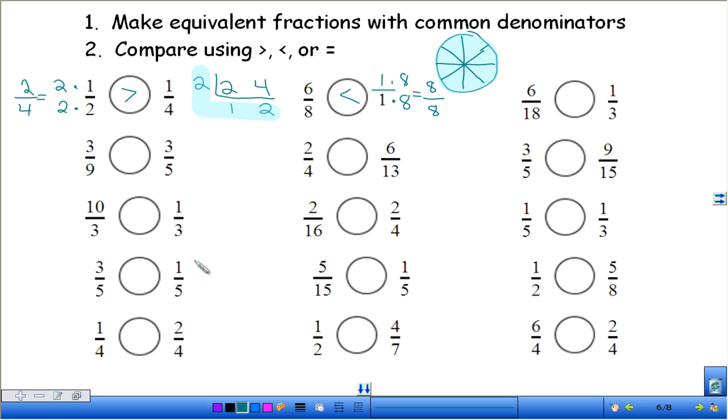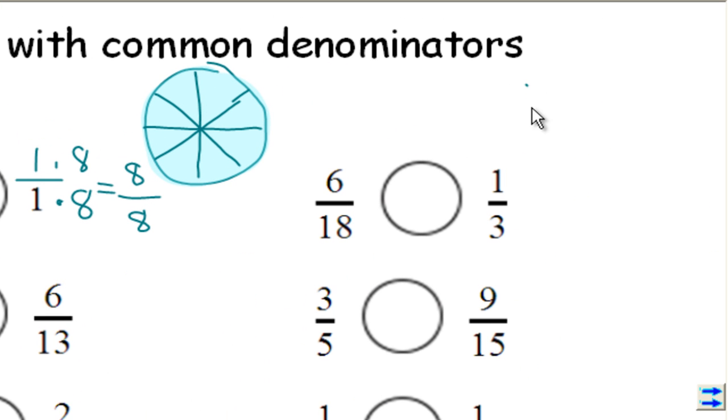Let's do one more together, and I'm going to have you guys do some on your own. 6 over 18 and 1/3. What's the least common multiple with 18 and 3? Let's do the ladder method together, since it's been a little while. What can I pull out of 18 and 3? I can't pull a 6 out. What can I pull out?